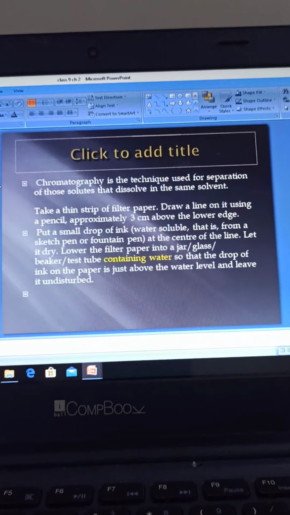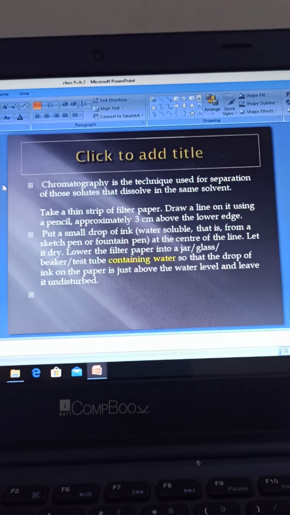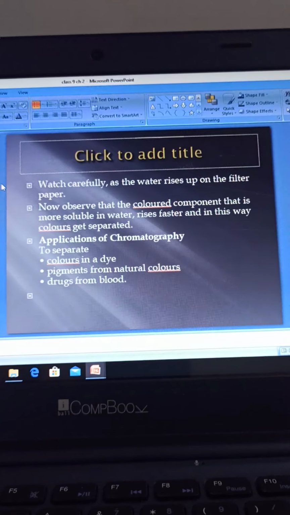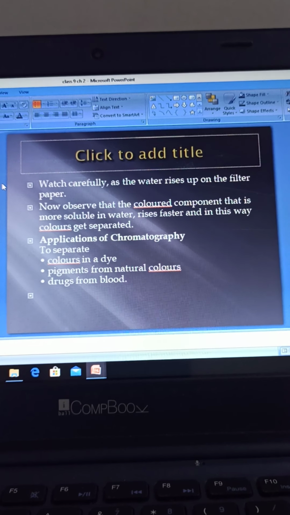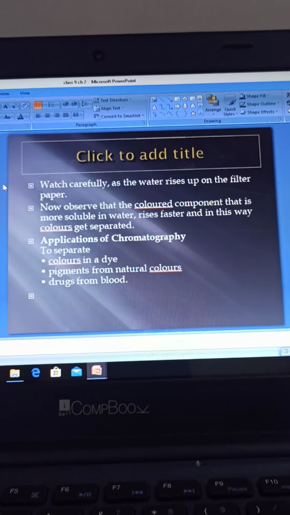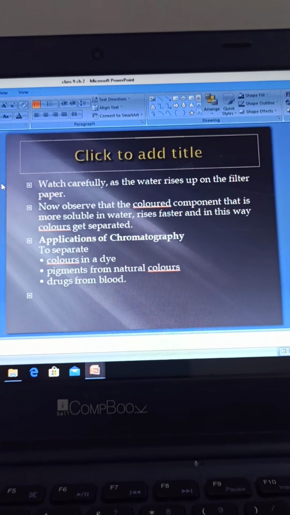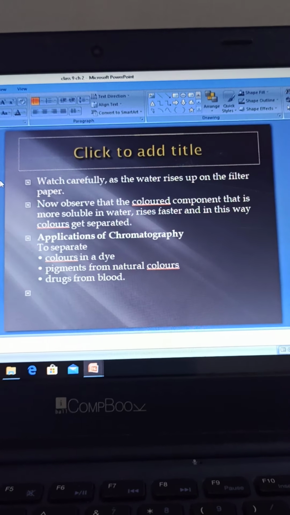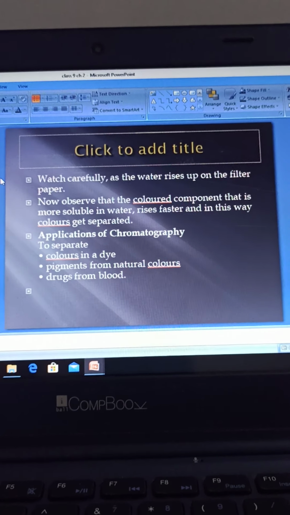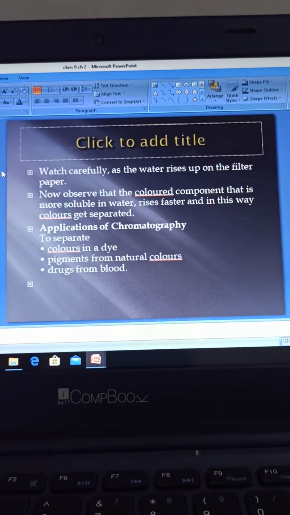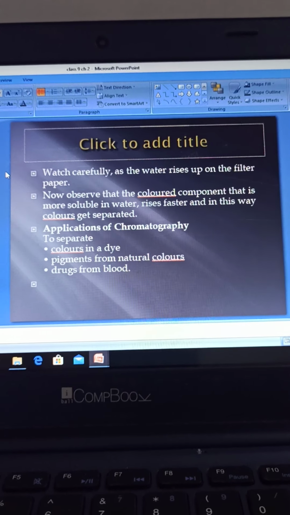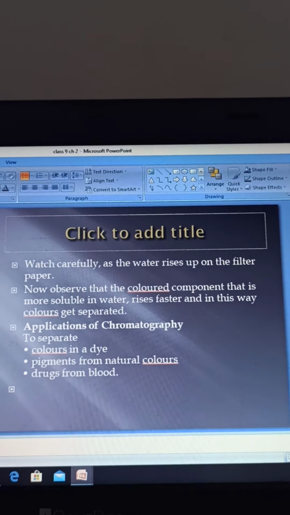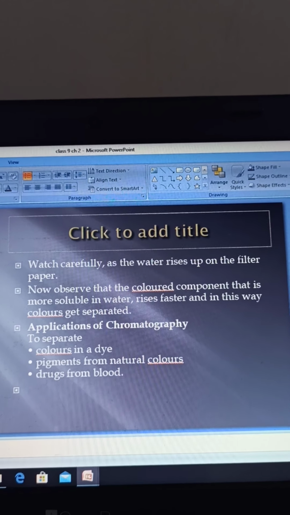First thing. Second, for this the steps are given, and I hope this is clear. So you need to see what is the observation. The colored component that is more soluble in water rises faster because it has more speed. In this way colors get separated. What is the application? To separate the colors in a dye, pigments from natural colors, and drugs from blood. Okay, so this is all about this chromatography technique.